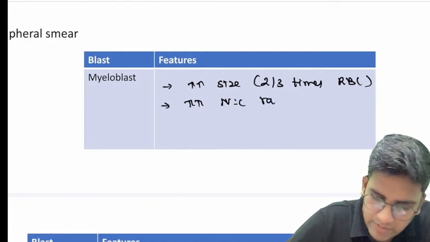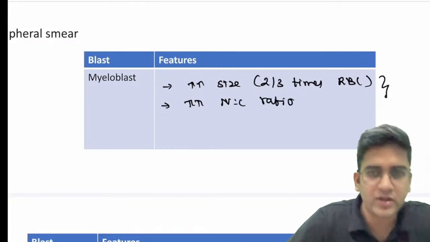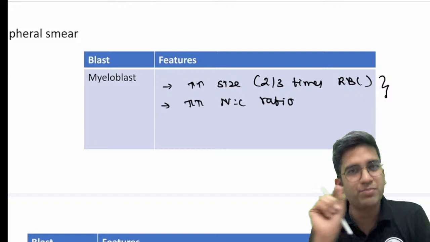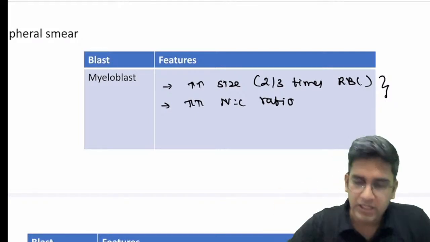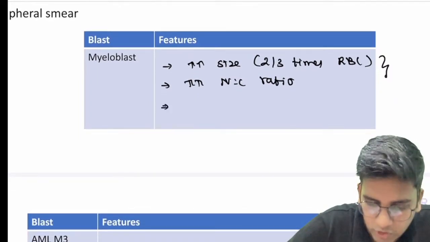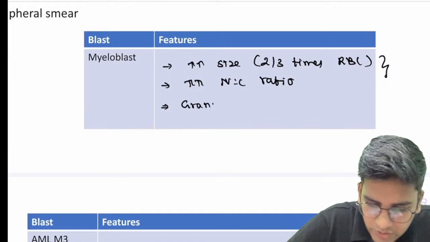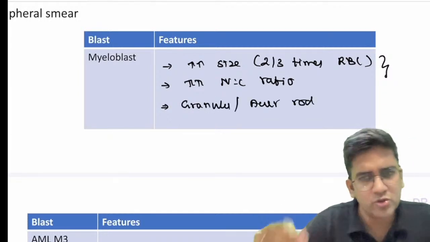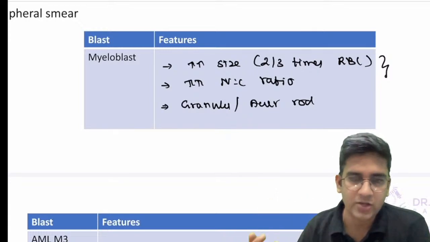Okay, this is true for every blast. Please write both for every blast. If it's a pure neutrophilic or myeloid lineage, I'm going to call it only one thing, that's more important for me. I'll have either granules or rods. Or rods are also granules in the form of a rod. That's all.